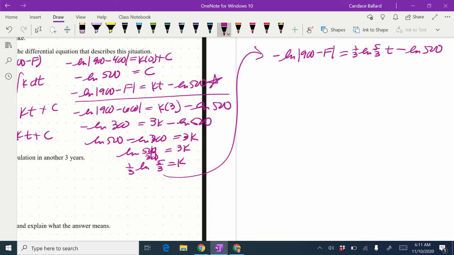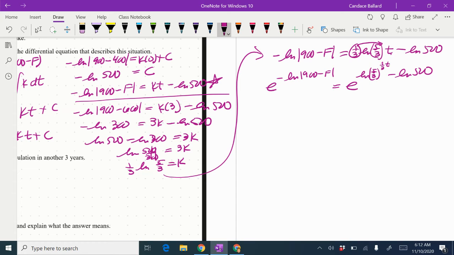And I'm going to exponentiate both sides. But as I'm doing that, I know I've got to bring this up as an exponent, and it's going to act really weird. It gets multiplied by the t, and they both end up being the exponent on the 5/3. It's just a weird log property. So the natural log of negative 900, I'm exponentiating, sorry. Exponentiate. So e to the negative natural log of the absolute value of 900 minus f equals e to the natural log of 5/3 to the 1/3 t minus the natural log of 500.